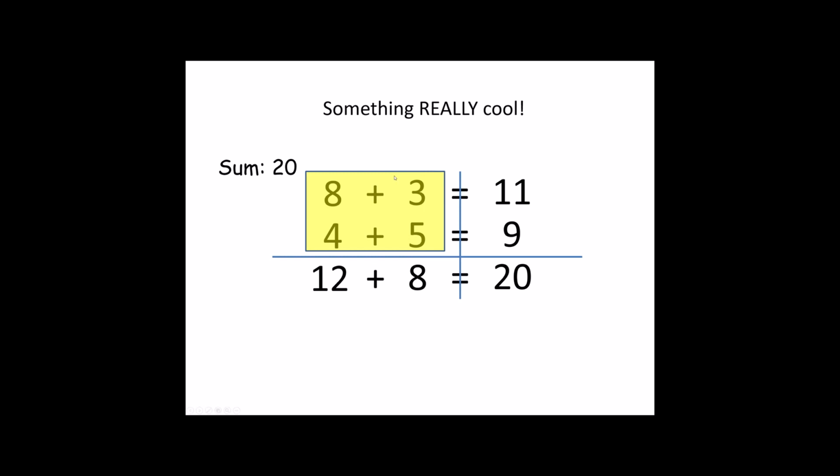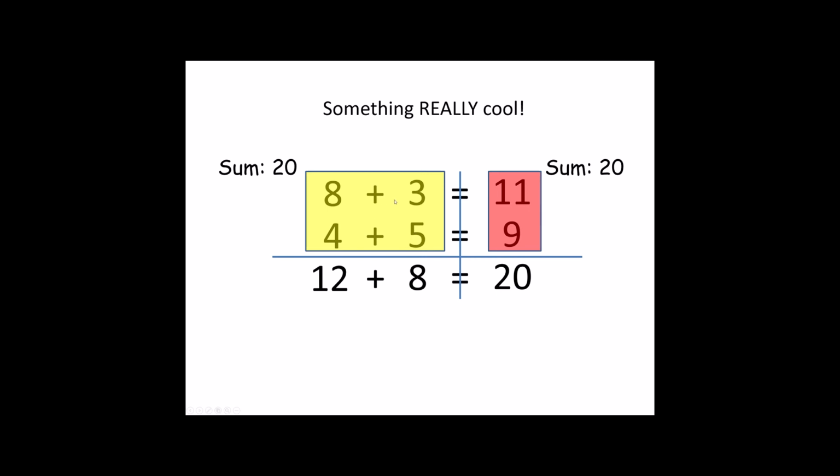Now, I can take that 8 and that 3, if I think of these as being piles, and I can combine those two piles into a pile of 11, and I can combine the 4 and the 5, these two piles, into a pile of 9. And if I do that and combine them into a pile of 11 and a pile of 9, and I look at those all together, it's still a sum of 20.